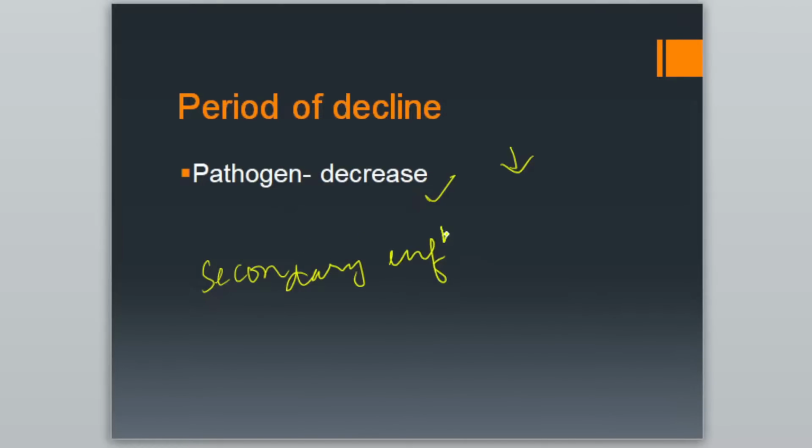It is in this period that the patient becomes susceptible to different infections because of their weakened immune system due to the primary infection or the primary illness that it had caused.